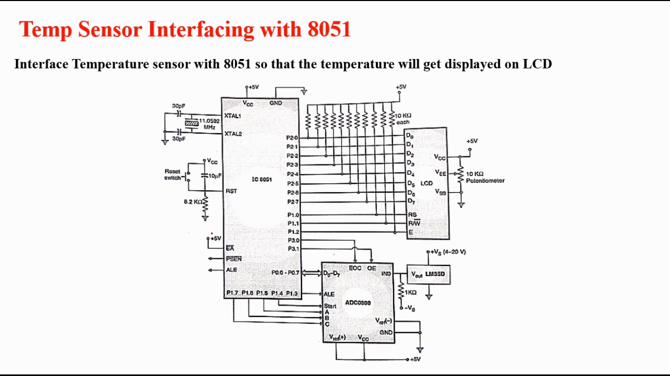If such questions are asked in a university theory exam paper, students are expected to write about the features of LM35, that is the temperature sensor, then short features of ADC 0808 or 0809. Then you interface this temperature sensor to the ADC and the ADC to the 8051.